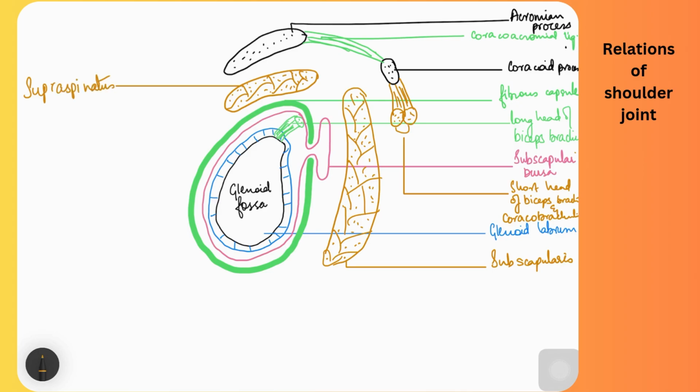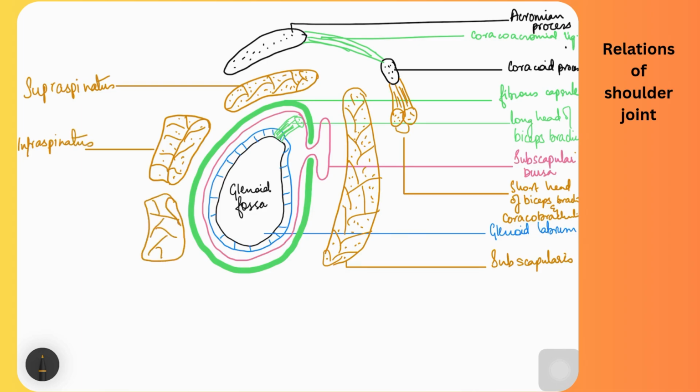The second muscle is the infraspinatus, another important muscle of the rotator cuff, and also lying posterior along with infraspinatus is teres minor, the fourth muscle in the rotator cuff.